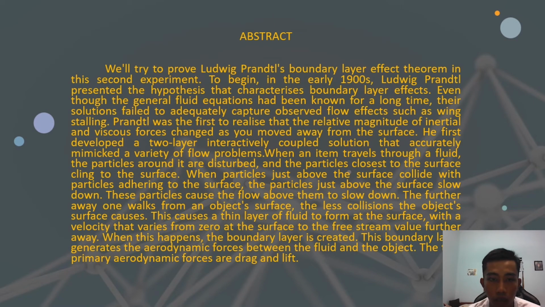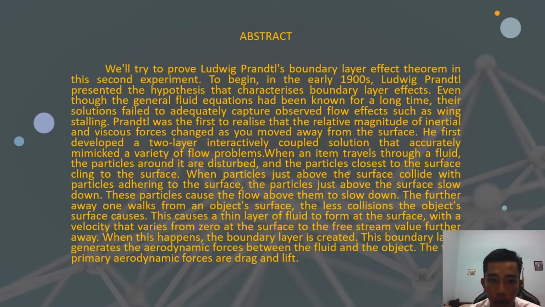For the abstract, we will try to prove Prandtl's boundary layer effect theorem in this second experiment. To begin, in the early year 1900, Prandtl presented the hypothesis that characterizes the boundary layer effect, even though the general fluid equations had been known for a long time. Their solution failed to adequately capture observed flow effects such as wing stalling.